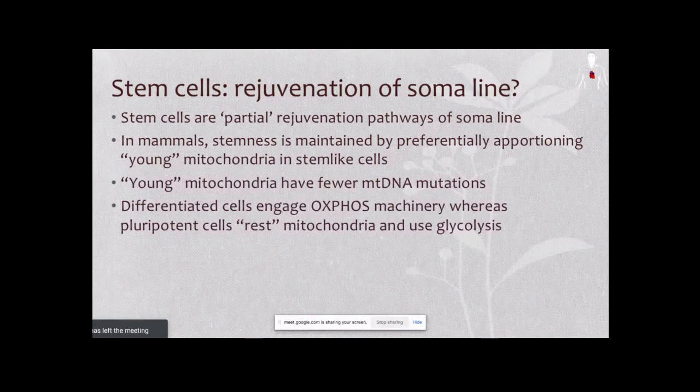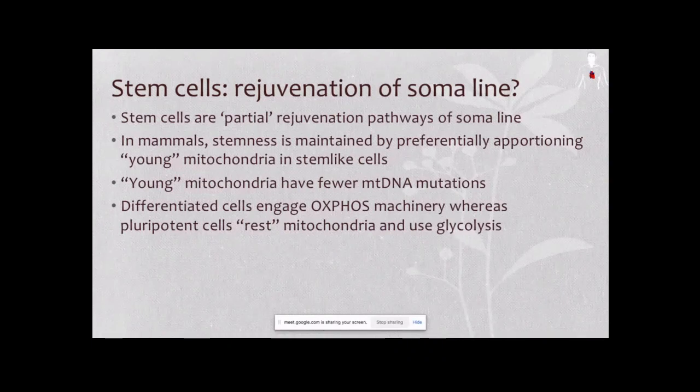We know that the soma line is meant for destruction, eventual destruction, but just to maybe extend the life a little bit, there is partial rejuvenation happening along the soma line via the stem cells. And funnily enough, again, it is found that in mammals, stem-like cells usually inherit the young mitochondria, whereas old mature mitochondria are passed along the differentiated cell line. So it all makes sense if you look, I think, from the point of mitochondrial DNA.